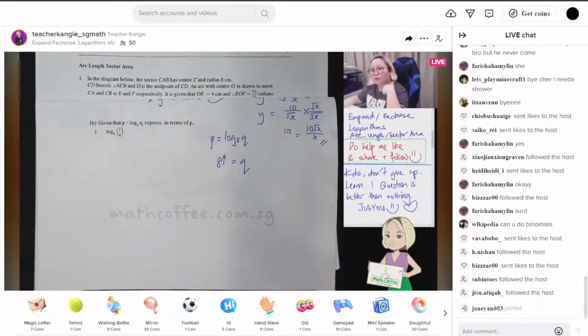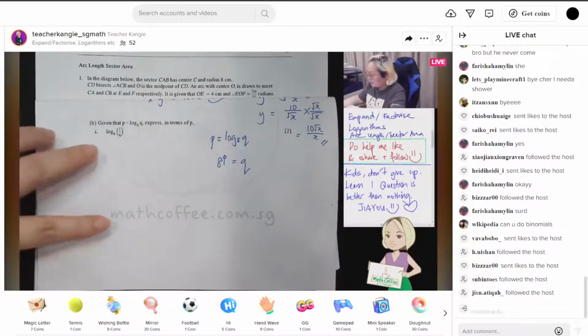We don't know whether we will need it, but you must know how to make P the subject as well as Q the subject. So all I need to do is change it to index form. You understand? Change it to index form. Then after that, come back to here.